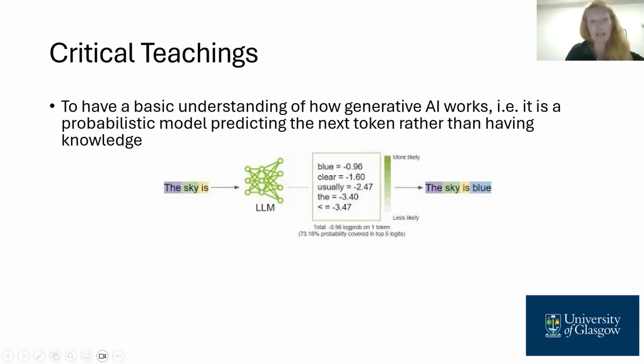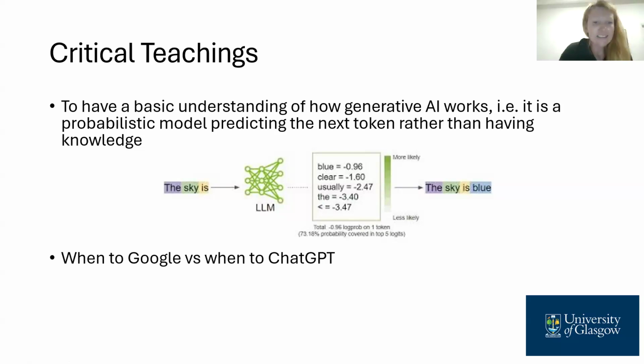And once you start to understand that it's only predicting the next token and it doesn't have specific knowledge, then you start to use GPTs in a different way. So when to Google versus when to ChatGPT.